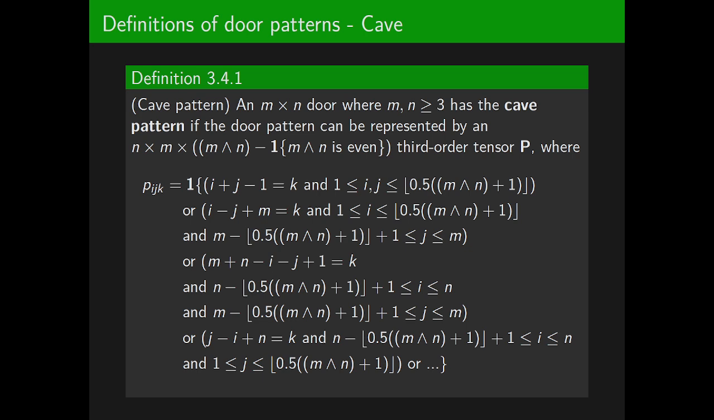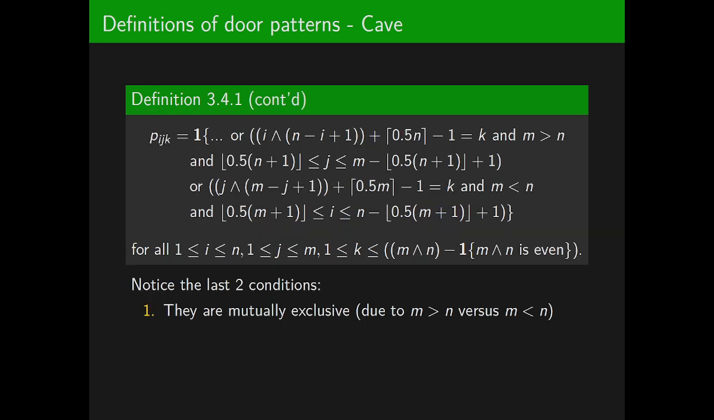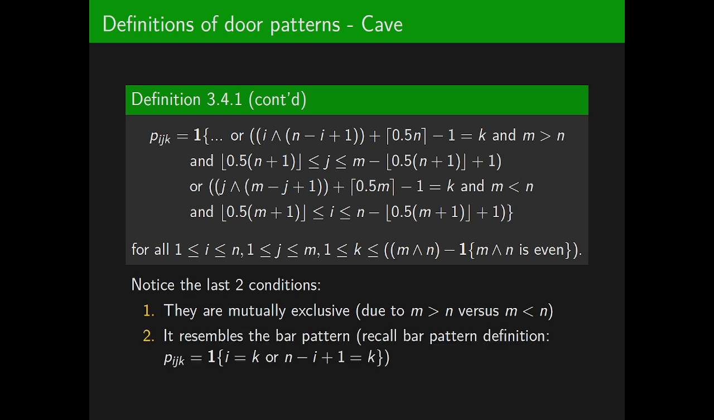So the first 4 look quite similar to each other. And then the last 2 are basically some special considerations. The last 2 are here actually. I cannot even include everything in one single slide. So yeah, the last 2 parts of the indicator function are here. The last 2 conditions are mutually exclusive, first of all, because we have m greater than n versus m less than n. The second thing, it resembles the bar pattern, actually.